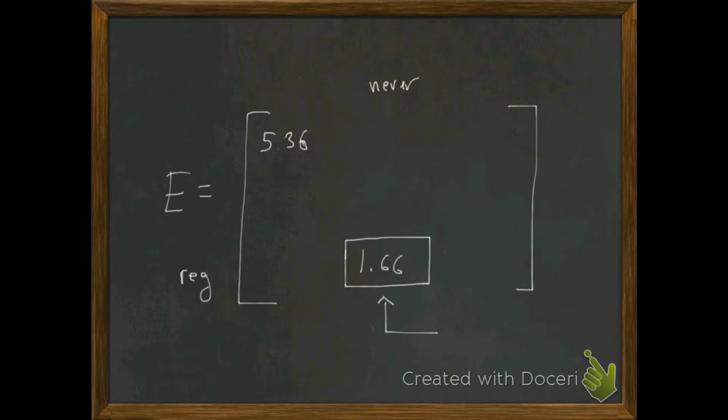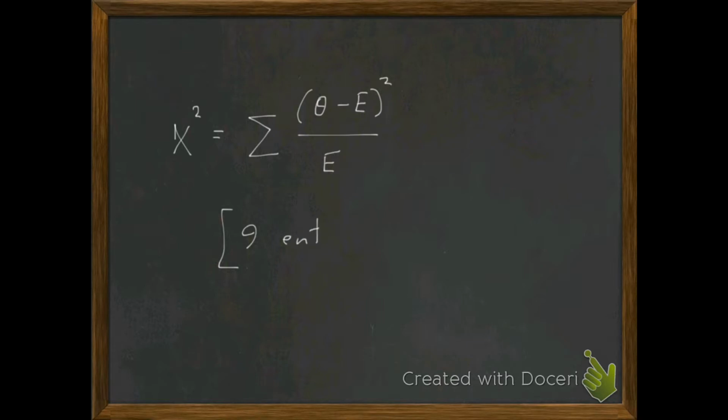Now I'm not going to go through all the calculations, but the chi-square statistic is still the sum of the observed minus expected squared over the expected. And in this we would have 9 entries. In all your spare time, you can run through that.